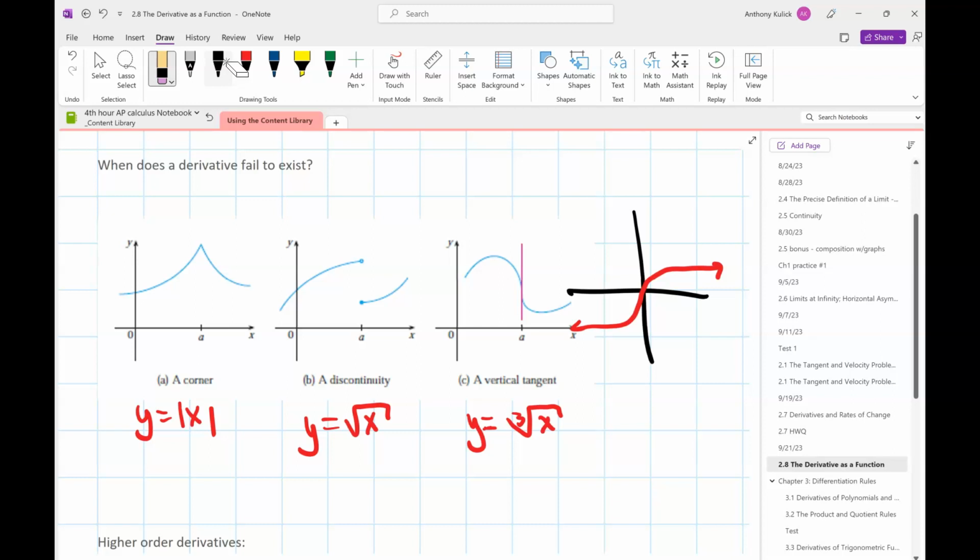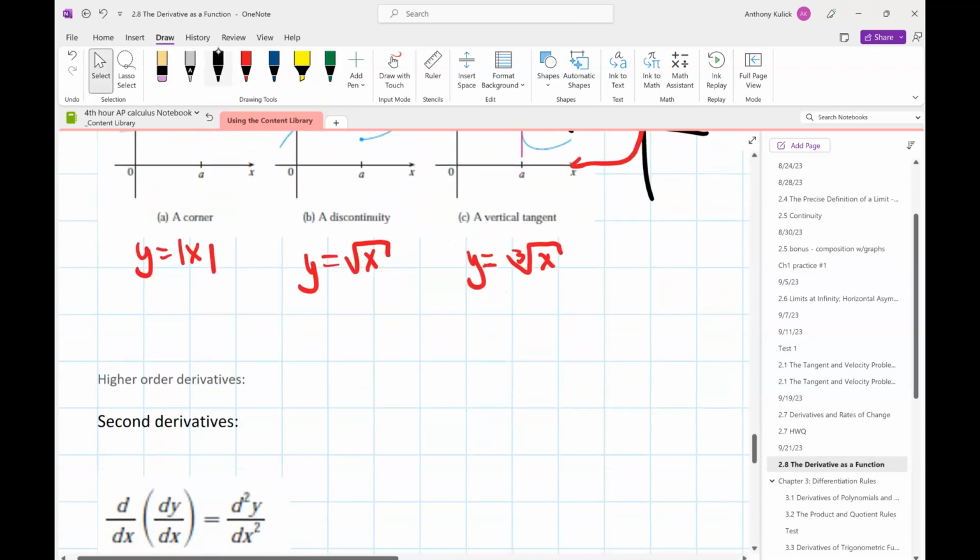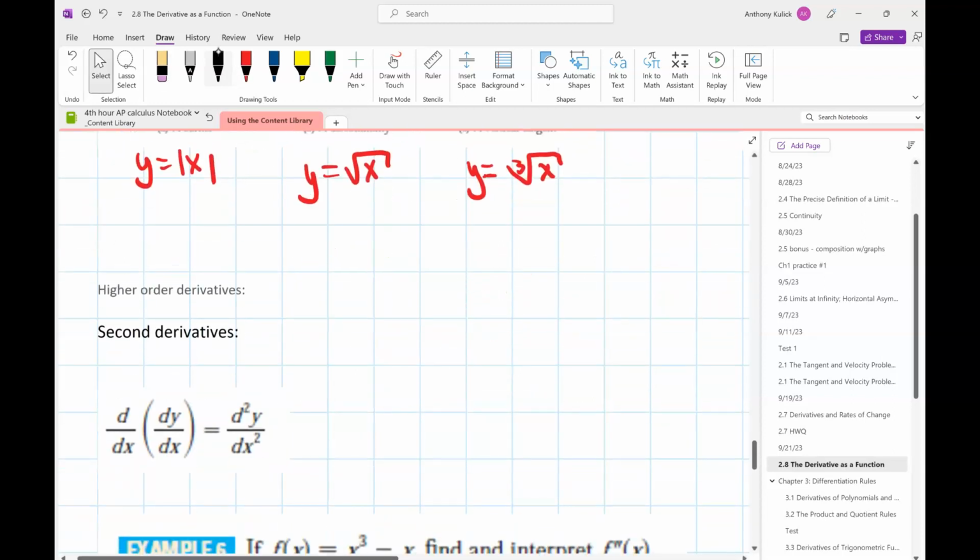Okay. So we've seen we can take the derivative of a function. What do you get if you take the derivative of a derivative? You get another function. It's called the second derivative. So if I take the derivative of dy/dx, you get d squared y over dx squared. Wow. Let's do one.